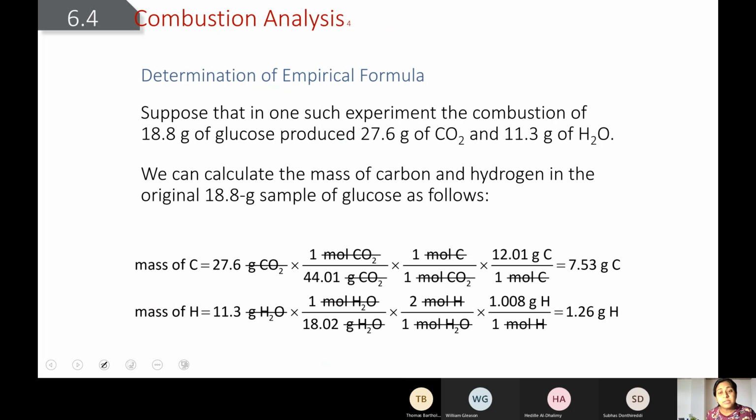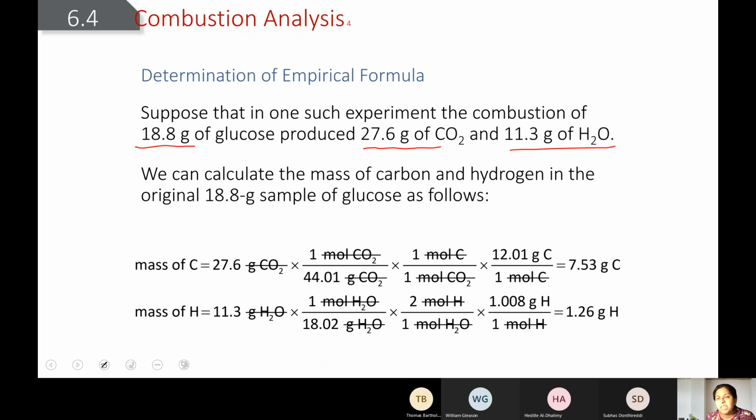Suppose that in one such experiment, like in a combustion analysis of glucose, the combustion of 18.8 grams of glucose, that is the mass of the sample we inserted into the device, produced 27.6 grams of carbon dioxide and 11.3 grams of water. Right.